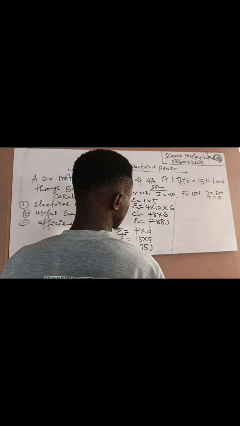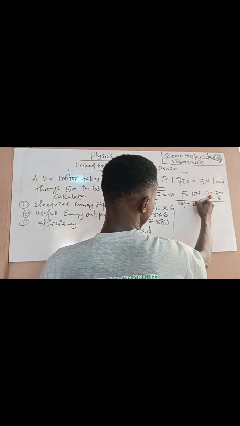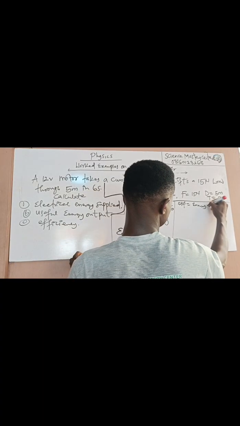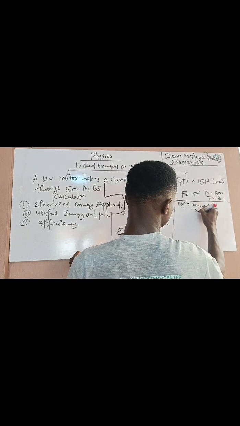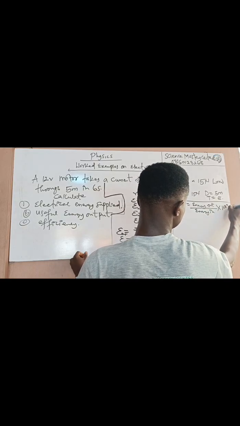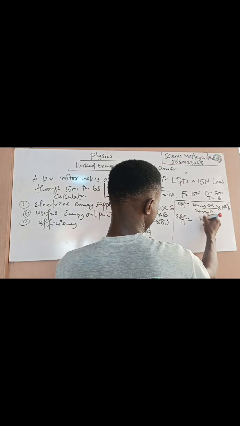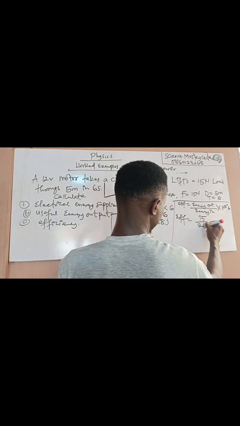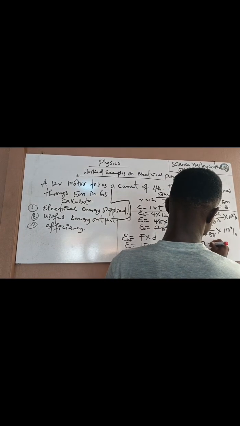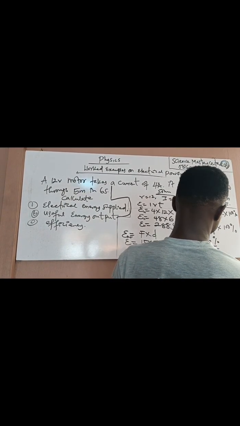All right, now the efficiency. How do we calculate efficiency? Efficiency is energy out over energy in times 100%. So your efficiency becomes 75 over 288 times 100. So your efficiency is 26%. Thank you.